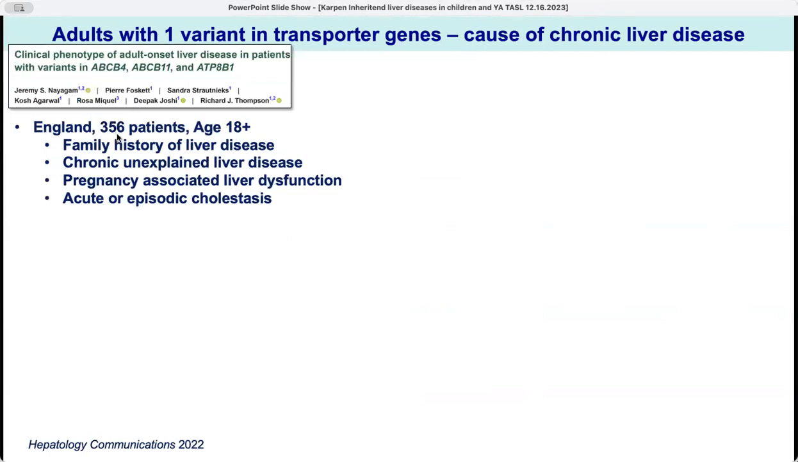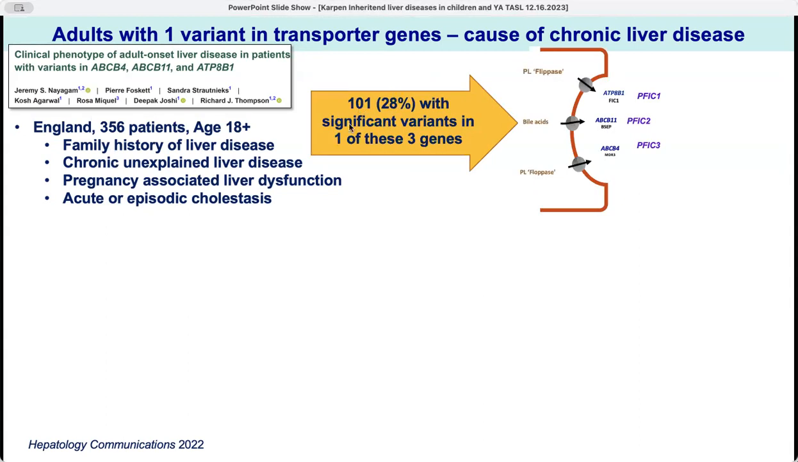This is a really nice paper, again from Dr. Thompson's group, a bigger group, 356 patients, with a family history of liver disease or chronic unexplained liver disease, as we mentioned. It's a broader inclusion group. Of these, 28% had significant variants in any one of these three canalicular transporters.